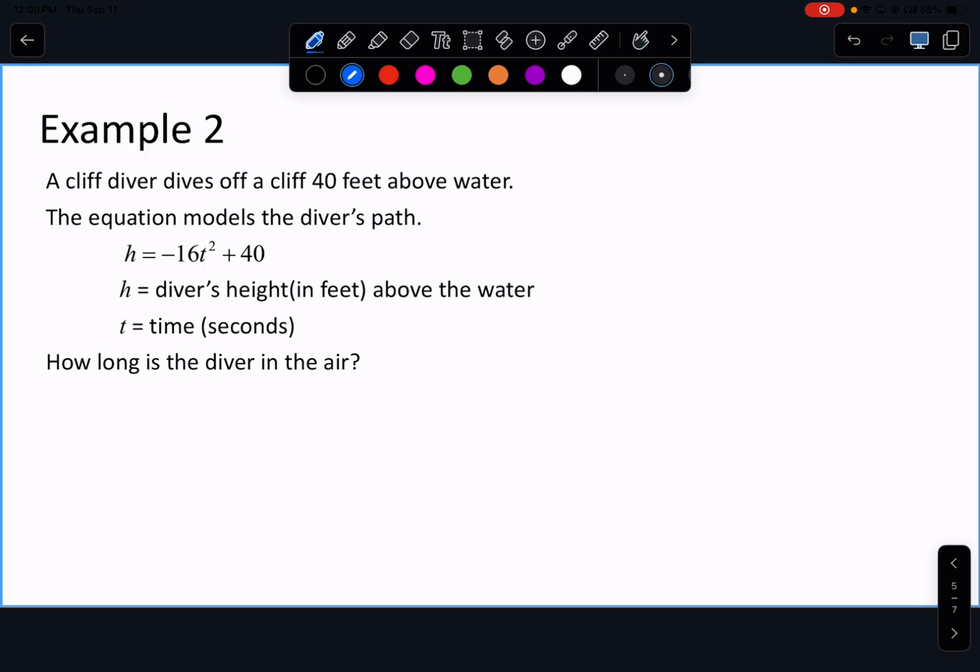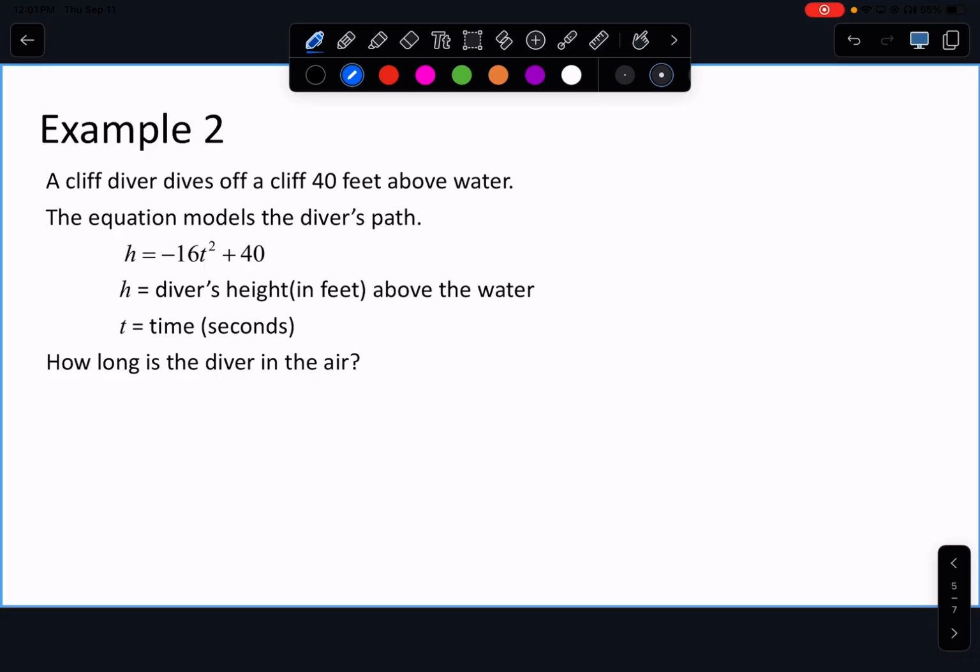Connects to this problem. So this cliff diver is 40 feet above the water, okay? And for this equation, h is the diver's height above the water, and the t is time. Okay? So we could put in a t for time. So let's say half a second. After they jump, half a second, how far are they still above the water, right?